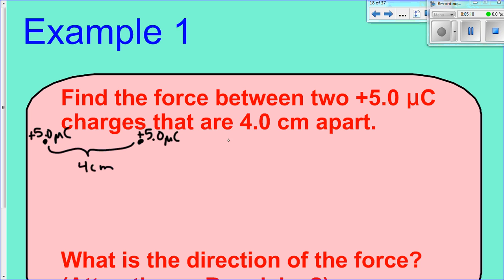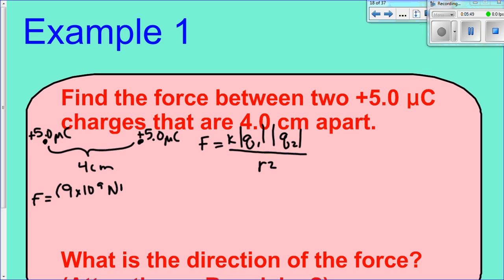Now I just have to figure out what is the force. So remember, force is going to be found by using Coulomb's law, which is K times the absolute value of Q1 times the absolute value of Q2, all divided by R squared. And so let's plug that in. So force, I'm going to start over here because I'm going to need some space. Force is equal to, K is my K constant, which is 9 times 10 to the ninth, and it's got the newtons meters squared per Coulomb squared.